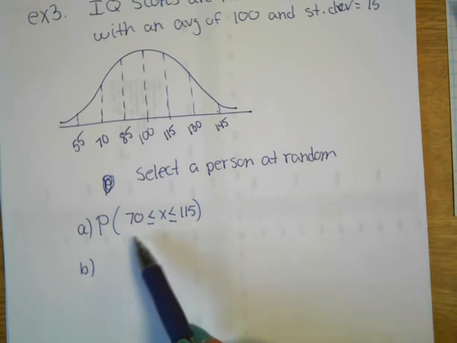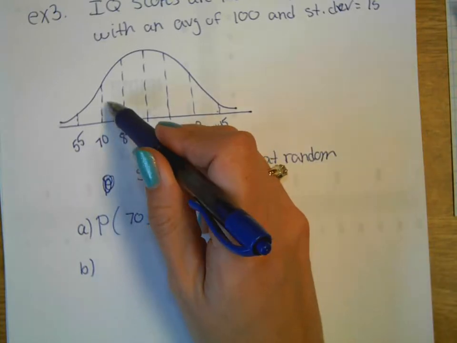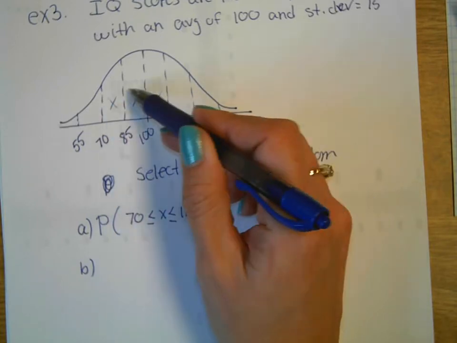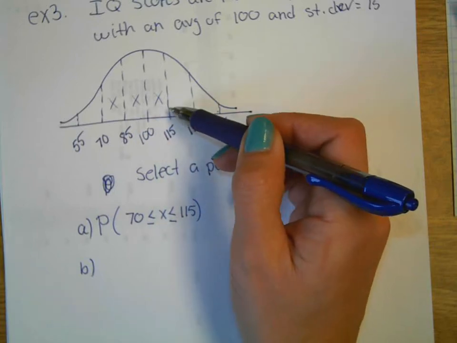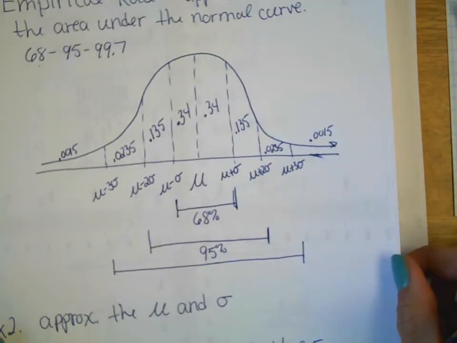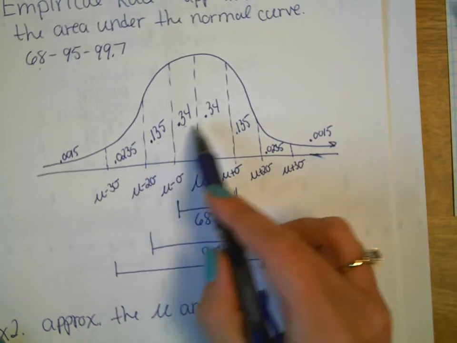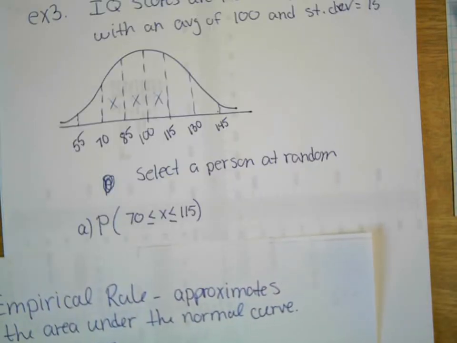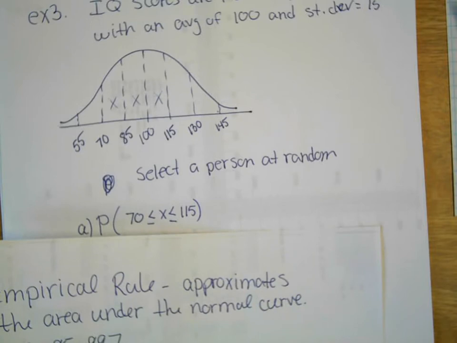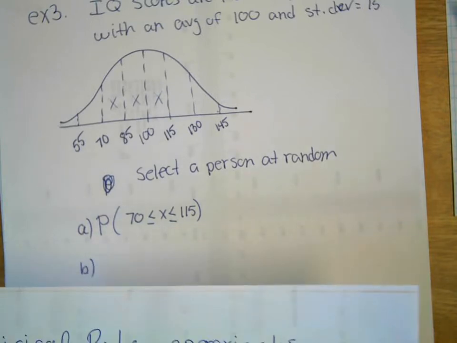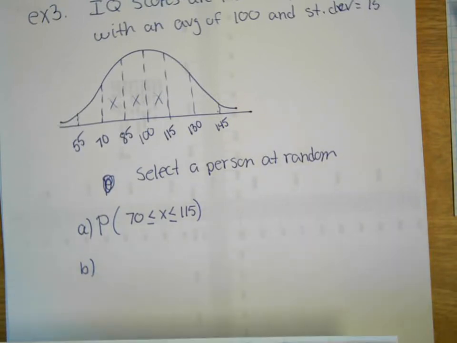Between 70 and 115, that's this chunk of the graph, this chunk, and this. I need these three chunks added together. If you go back to your notes, what three pieces are those? It's the two 34s and the 13 and a half. Wait, that's 13 and a half? Yeah, that's 13.5%, the decimal 0.135. You can talk percents or decimals, they're the same thing. Just be consistent.